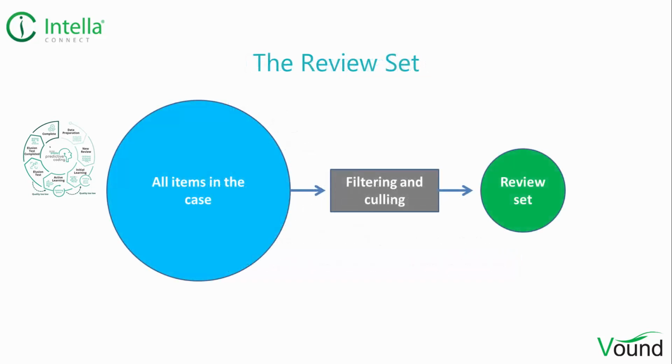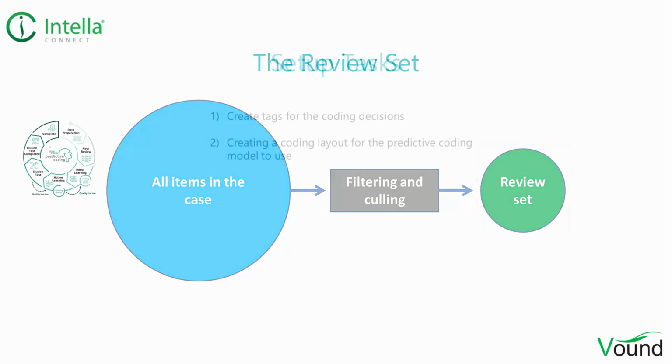Once the dataset has been searched and filtered to contain only potentially relevant items and cleaned to remove potentially problematic files, this is what we call the review set. This would typically be the set of documents that you would review and code using the traditional manual review and coding methods. It is at this point that we can start the predictive coding process.